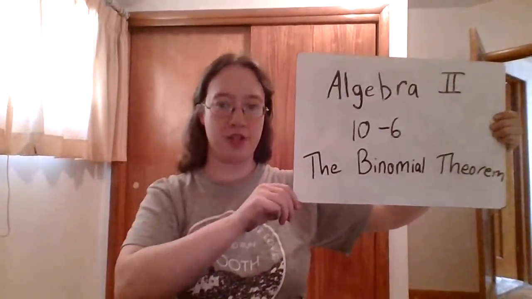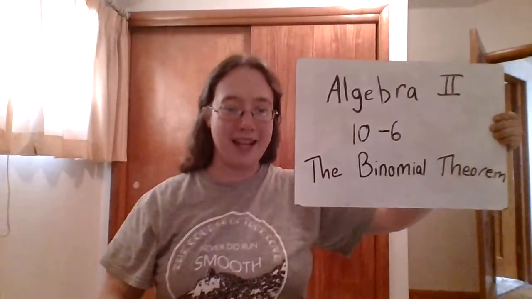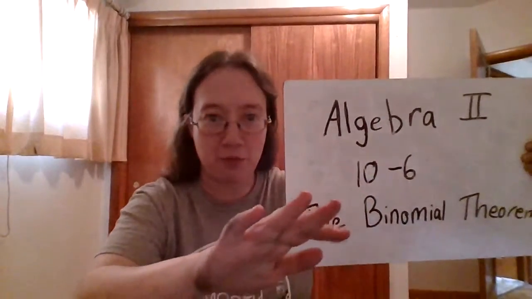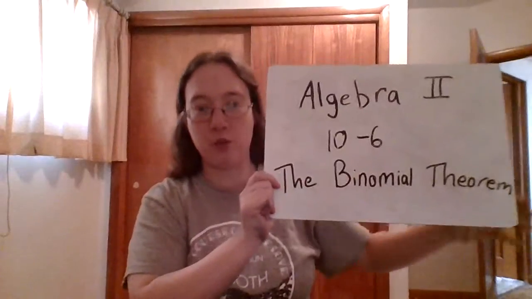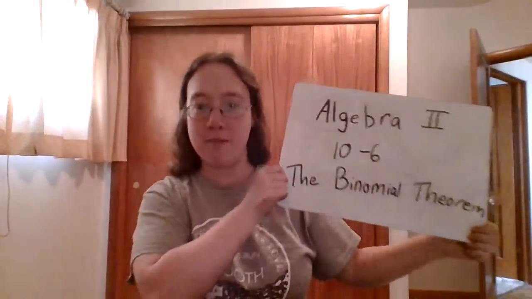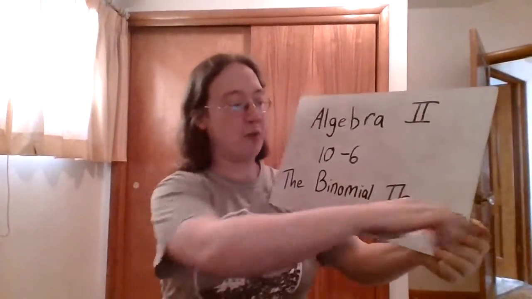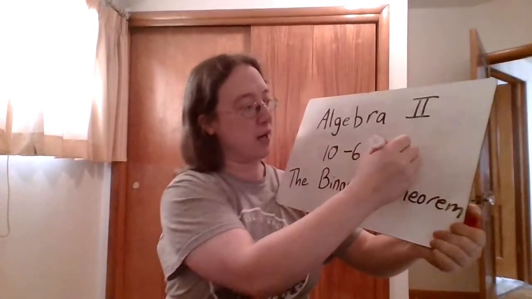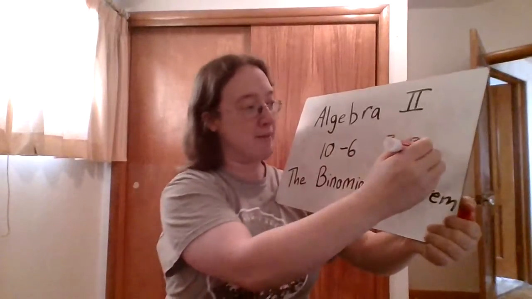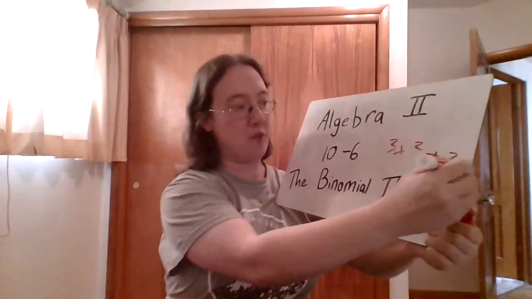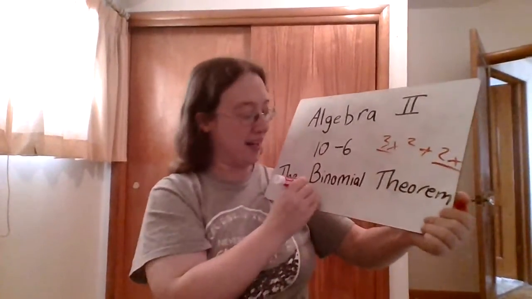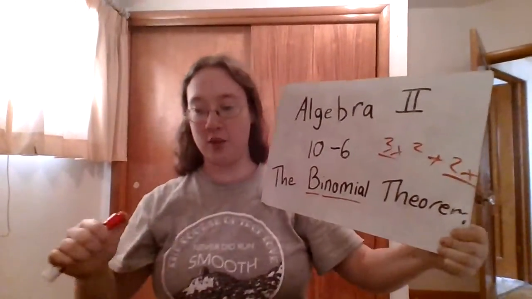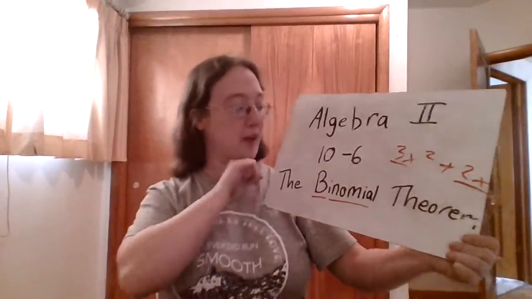Alright, hello Algebra 2. So today we're looking at the binomial theorem, and I know it says theorem, don't freak out, we're not going to have to prove it. That's just what it's called, the binomial theorem. And binomials, remember, are things where we have two terms. So if I just get something like a 3x squared, that's a monomial. A binomial is if I throw in a plus 2x. So anything with two terms, that's a binomial. So this is the binomial theorem.